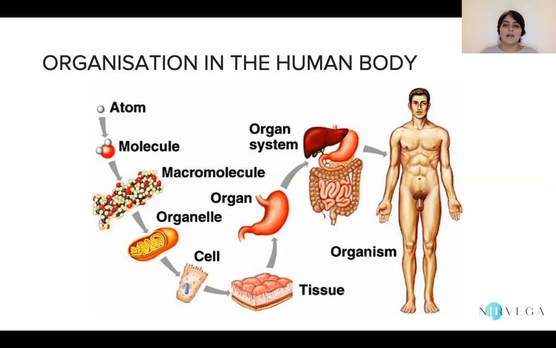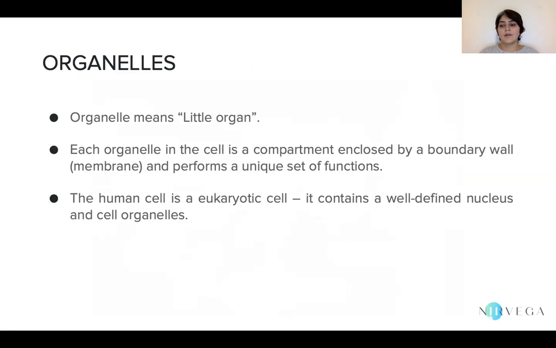Starting where we left off last time, just to revise, we are talking about cell organelles, which are like the smaller subunits of the cell, which is the structural and functional unit of any living organism. Let us understand what organelles are. Organelles literally means little organ. Each organelle in the cell is a compartment enclosed by a boundary wall, that is the membrane, and it performs a unique set of functions.